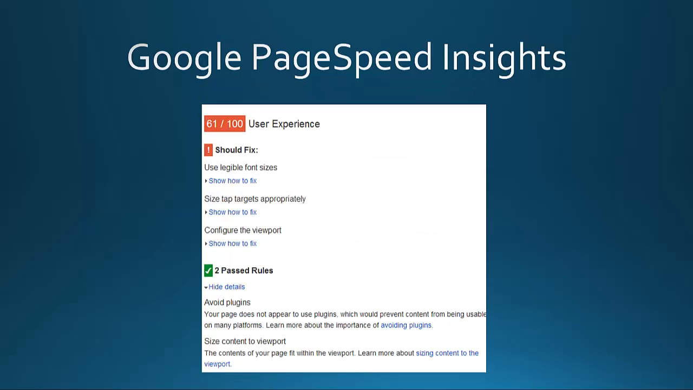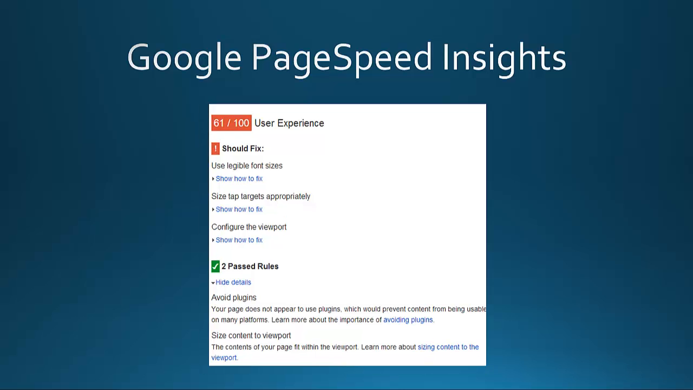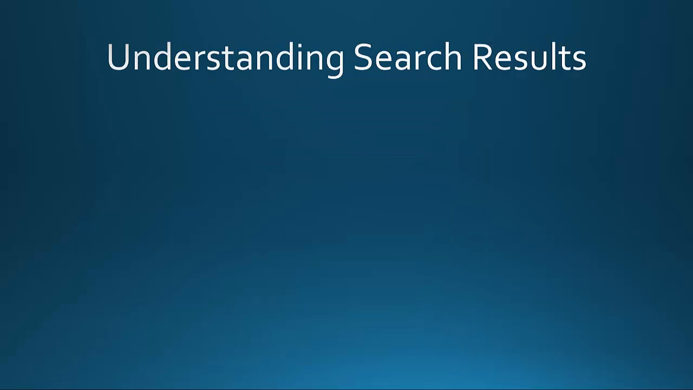You can see here, from a user experience level, it says 61 out of 100. Use legible font sizes, size tap targets appropriately, configure the viewport. So these are all things you should fix. It passed different rules, and these are all things that it shows you within this tool. It's a very powerful tool that you can use when doing your mobile optimization.